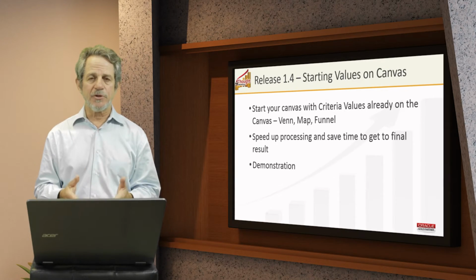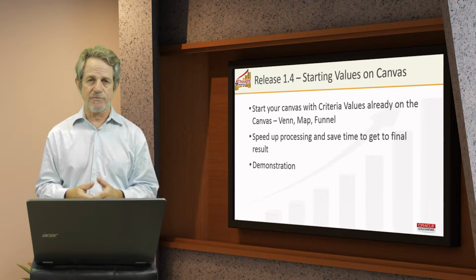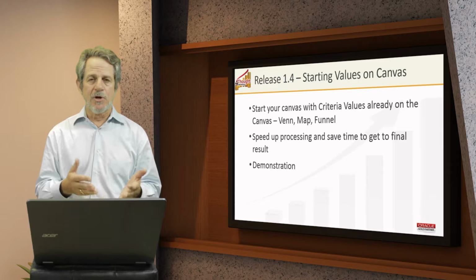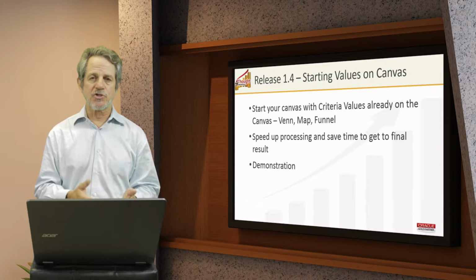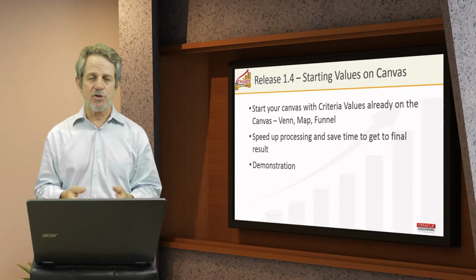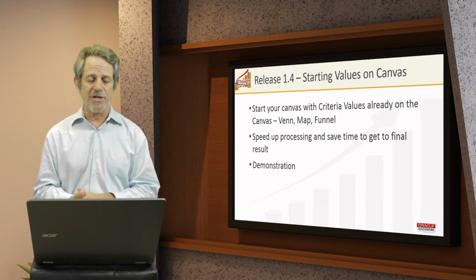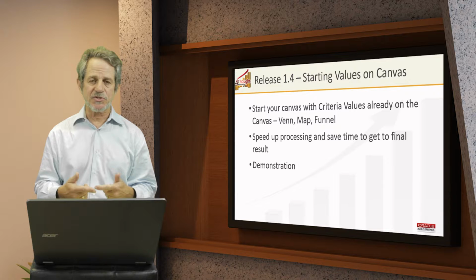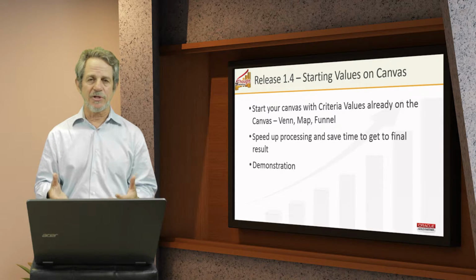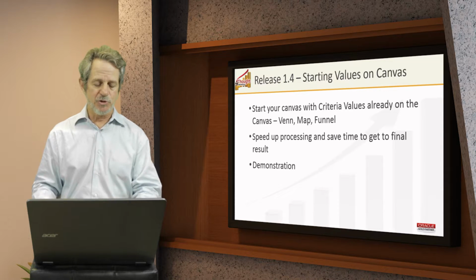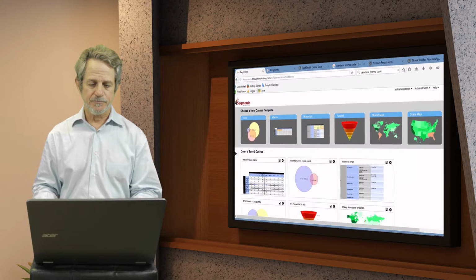Next, we've got the ability to have starting values on a canvas. So what does this mean? Whether it's a Venn diagram, a map, a funnel, you can start your segmentation with a new value overlaid on top of the map or on top of the funnel. It speeds up processing, gives you a lot of flexibility in how you look at your data. Let me show you what that looks like real quick.